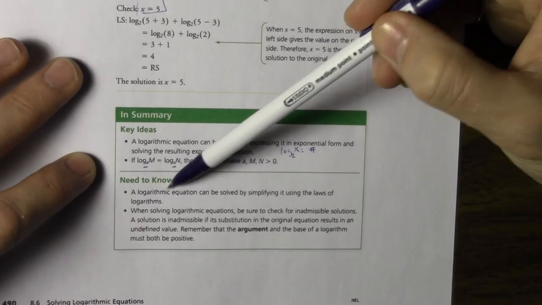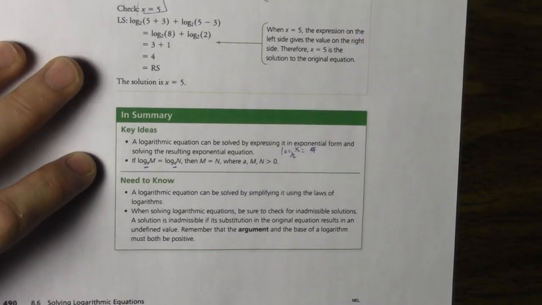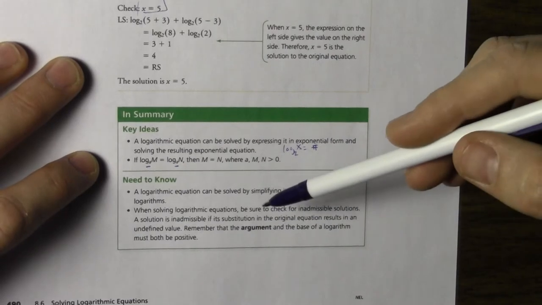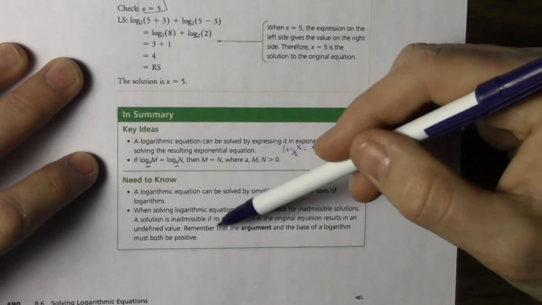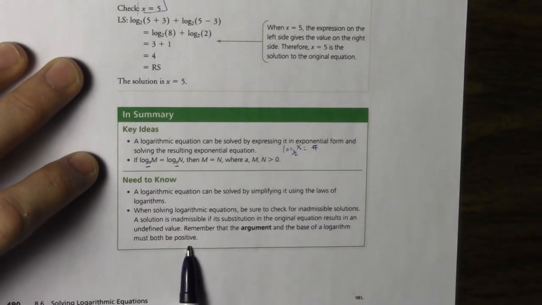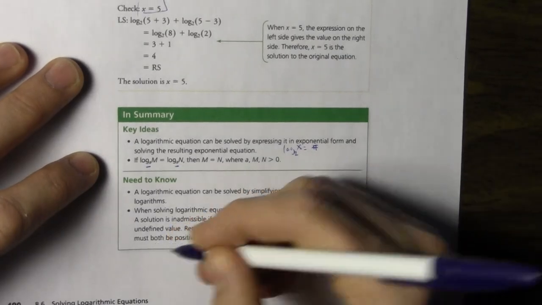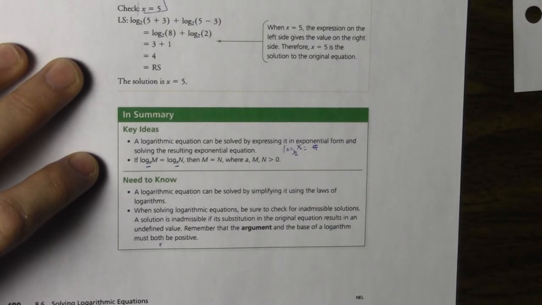Need to know a logarithmic equation can be solved by simplifying it using the laws of logarithms. When solving logarithmic equations, be sure to check for inadmissible solutions. A solution is inadmissible if the substitution in the original equation results in an undefined value. Remember that the argument and the base of the logarithm must both be positive. Okay, so that's important. Your base has to be positive and the value that you're logging has to be positive.